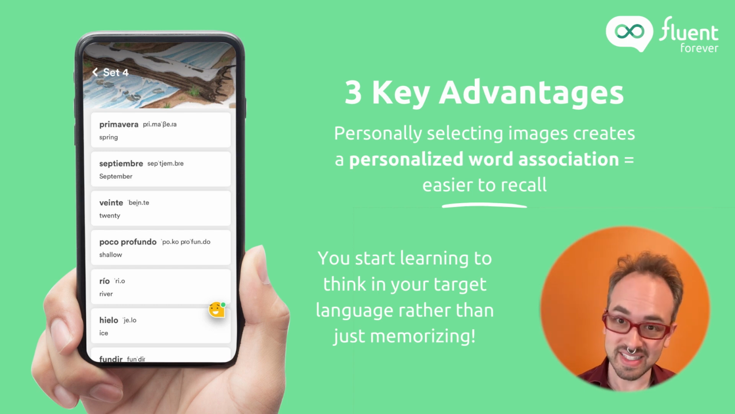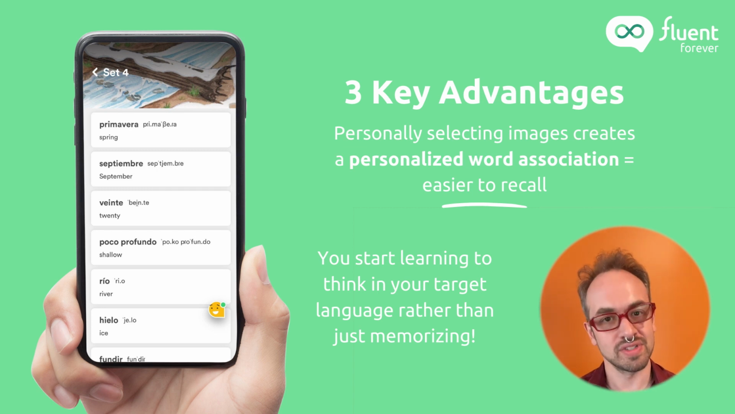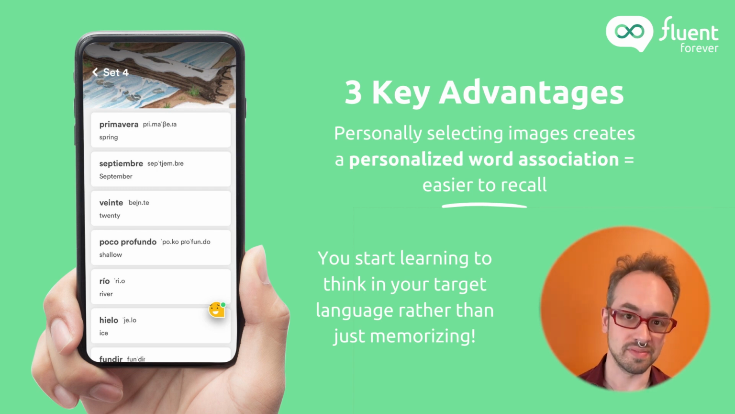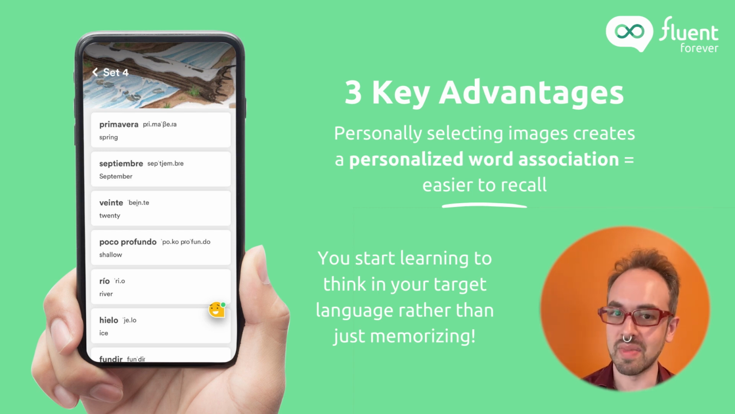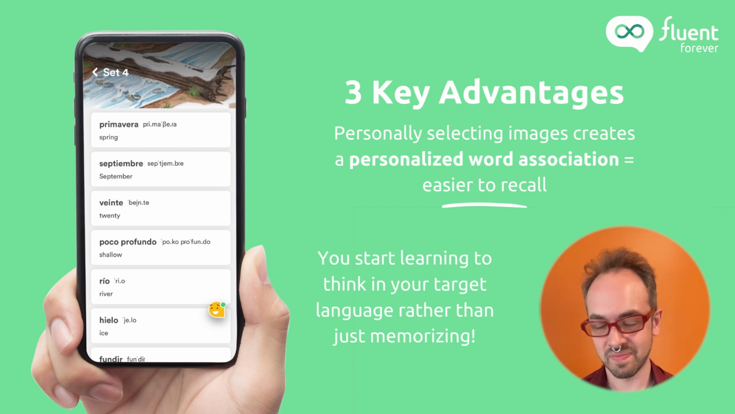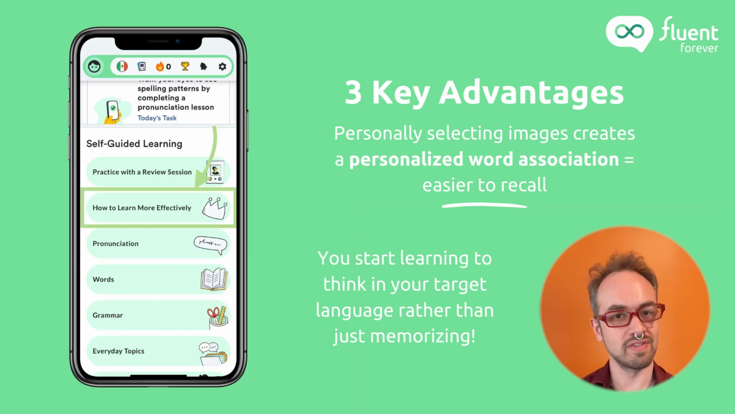Second, the spellings and sounds of that language will get naturally reinforced due to the practice that you had back in step one. And so you get this bigger and bigger foundation. And then third, because you're connecting words to images, you're going to start learning to think in your target language rather than just memorizing translations. And by the way, if you're curious about how we chose those words, you'll find some super useful videos in the How to Learn More Effectively section on your homepage of the app. So check there to find out more details.